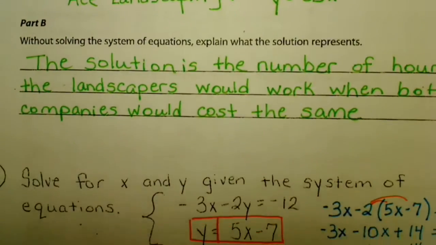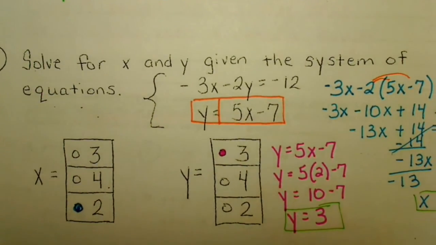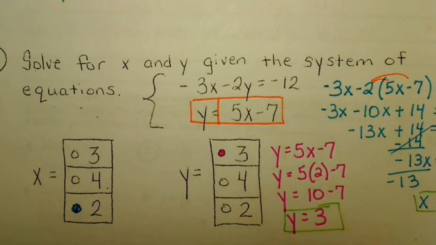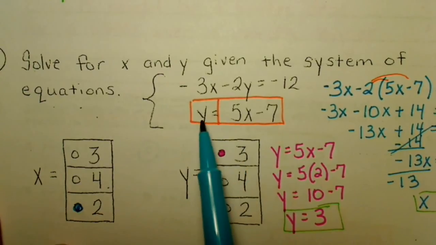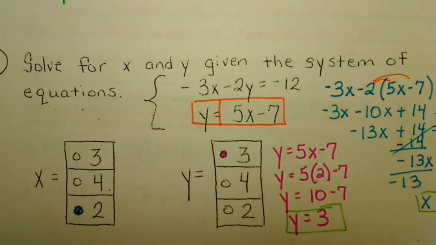Okay, let's go down to number 11. Number 11 is when you just want to solve a system of equations. One of them already has the variable isolated. That's step 1.